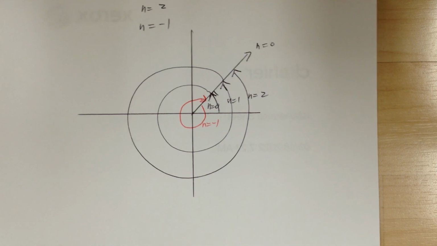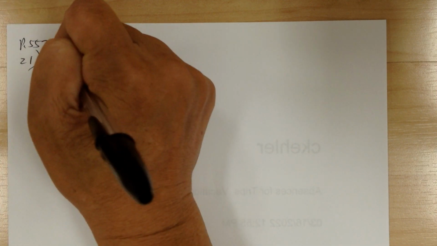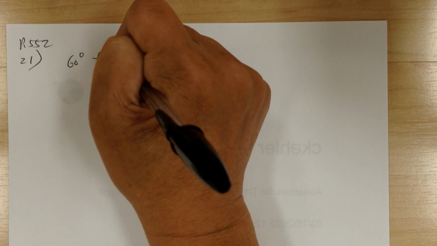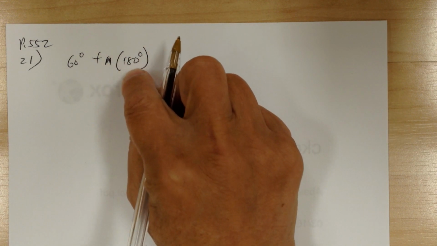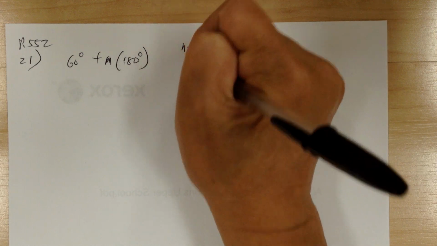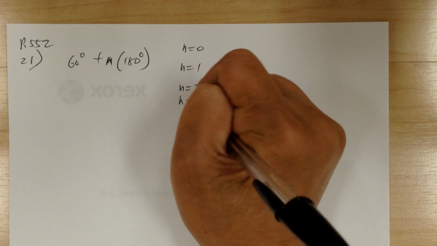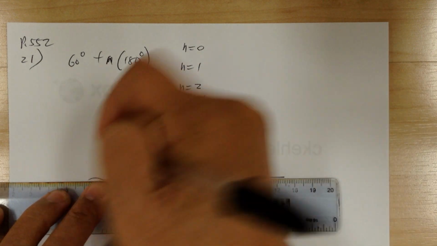Number 21: you've got 60 degrees plus n times 180 degrees. So this is half of a circle now. 180 is half of the circle, and you're doing it for n equal to 0, n equal to 1, n equal to 2, and n equal to -1. So you can start with the basic one.